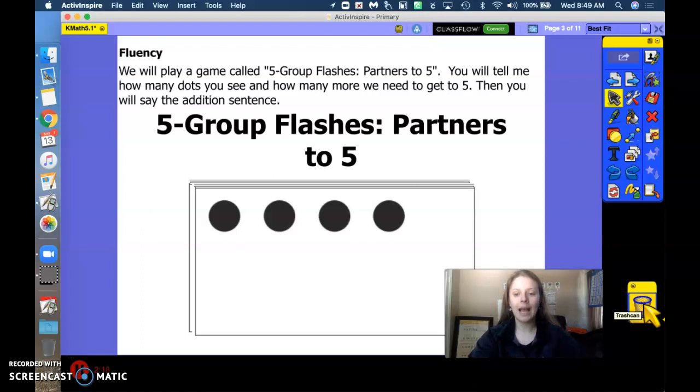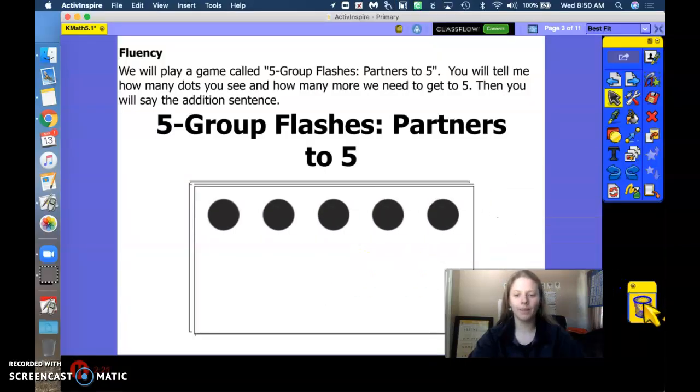4 dots. How many are missing? 1. Let's say the sentence. 4 plus 1 equals 5. Great job. Let's try one more.